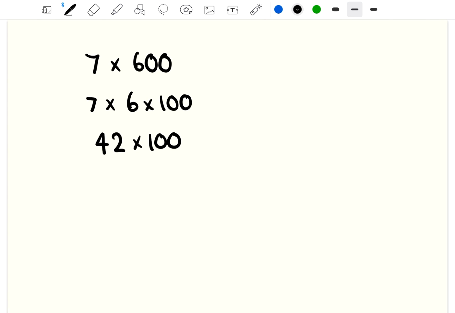So I need to shift my numbers over, or shift my decimal place to the right. So if I've got the number 42, my decimal point is here. I'm going to shift that 2 jumps to the right. So now my new number is 4,200. So 7 times 600 is 4,200. And we'll do one more example.